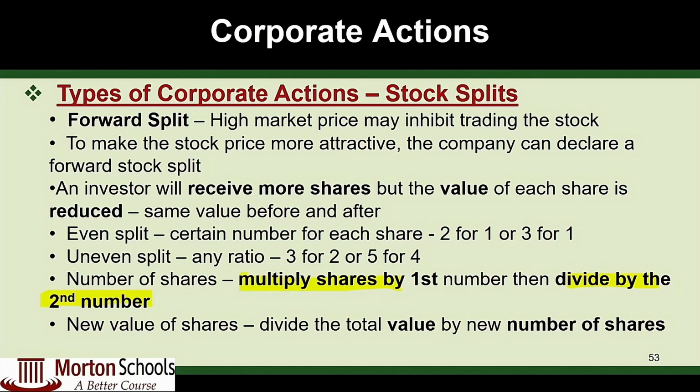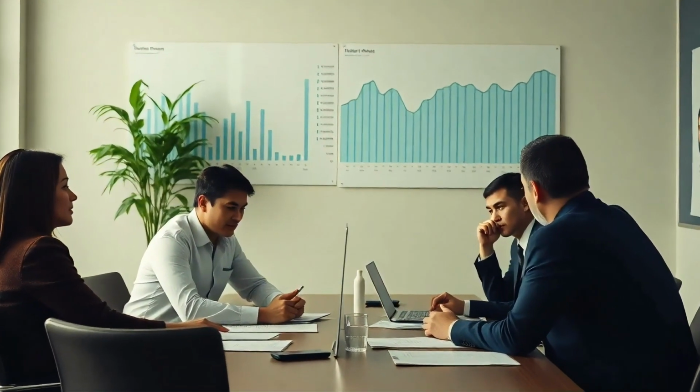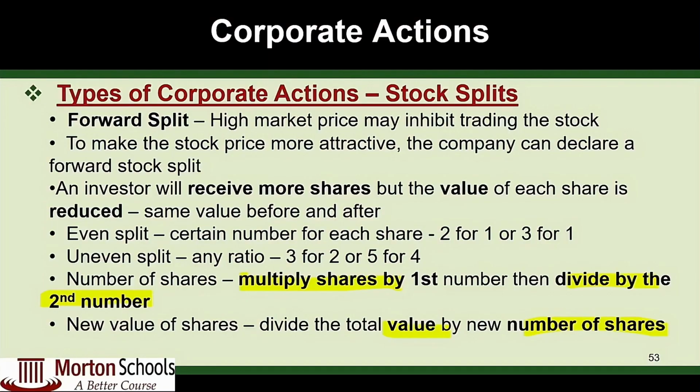To figure out the new value of the shares, we simply divide the value of the new shares by the number of shares. And remember that in a stock split, the value should be exactly the same. So the moment before and the moment after the stock split, you should theoretically have the exact same amount of money in your account. You just have what? In a forward split, you have more shares, but each share has less value.